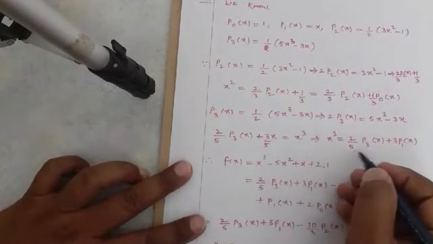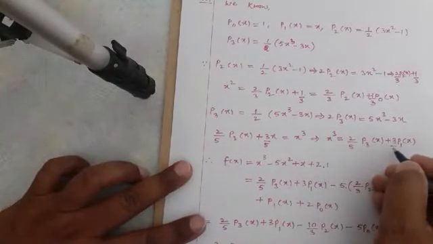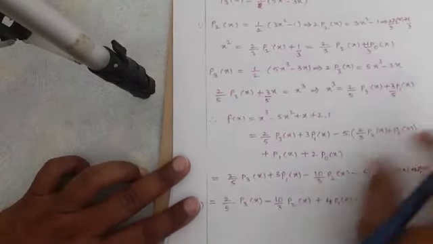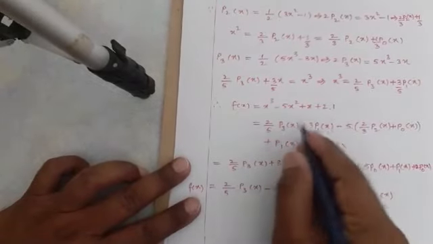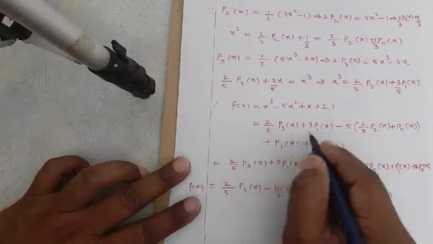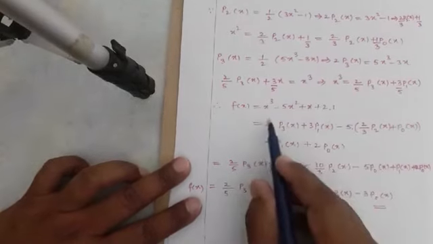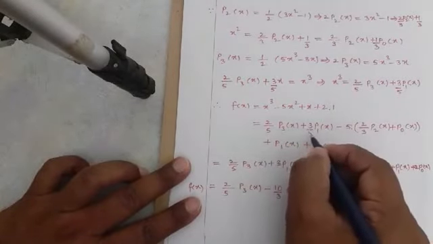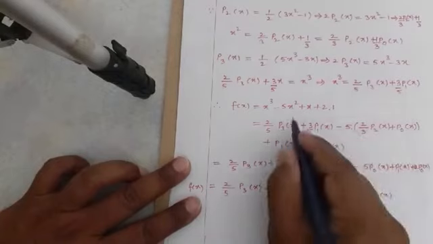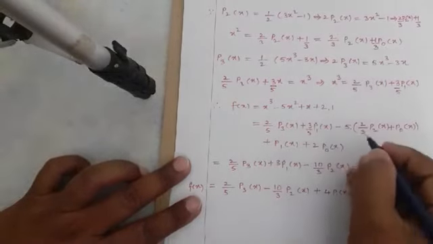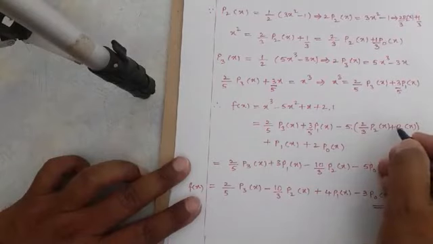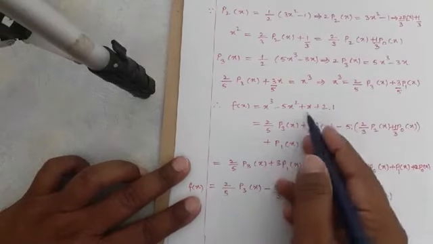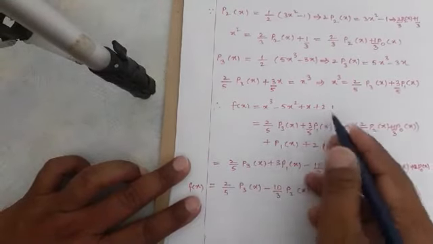So then x cube is 2/5 P3(x) + 3/5 P1(x). After this, when you substitute in this given, we have to write x cube as 2/5 P3(x) + 3/5 P1(x), minus 5 into x square, which is 2/3 P2(x) + 1/3 P0(x). Then we have 2x, which is nothing but P1(x), and 2 is nothing but 2 P0(x).